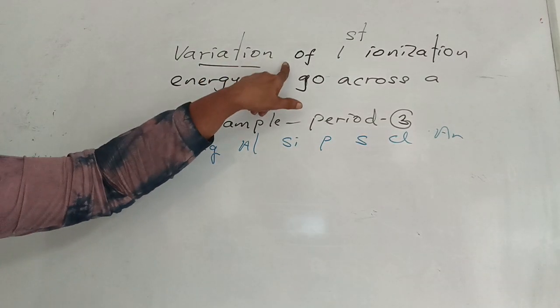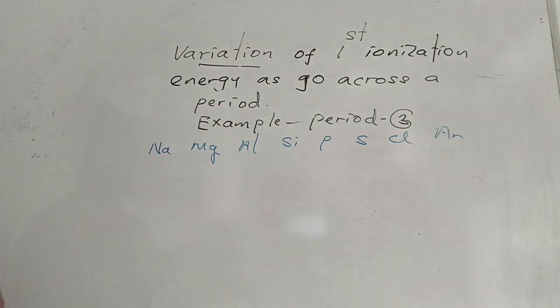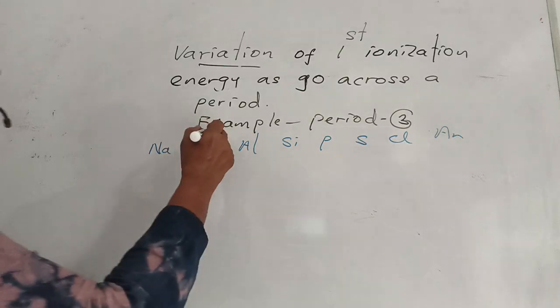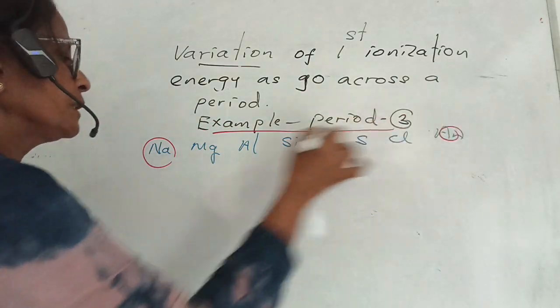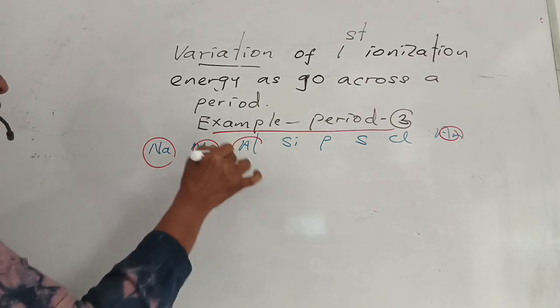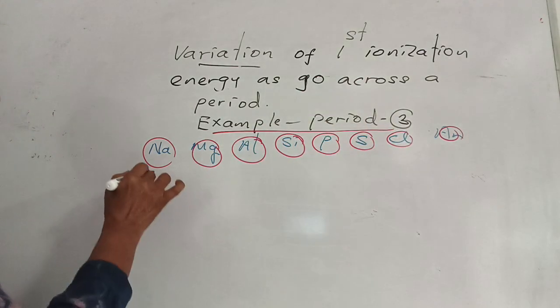Next is the variation of first ionization energy across a period. Take the example of the period 3 elements, starting from sodium and ending with argon. The atomic size slightly decreases over there because the nuclear charge is increasing.